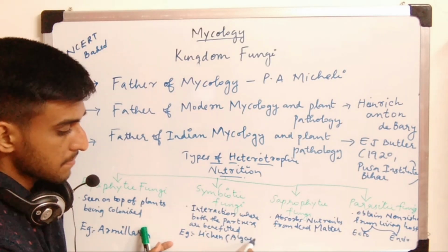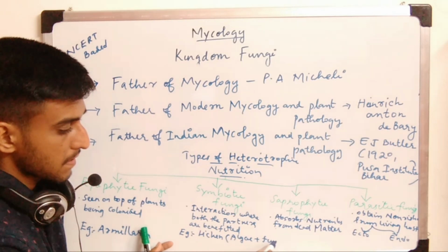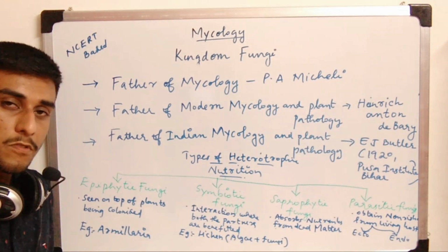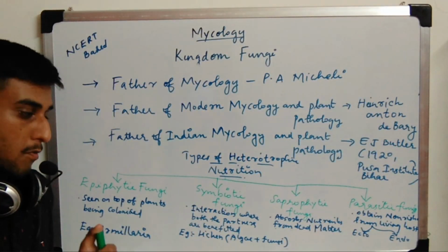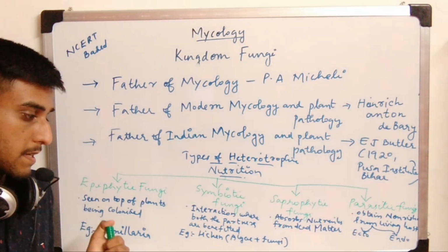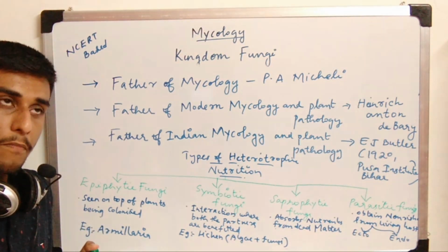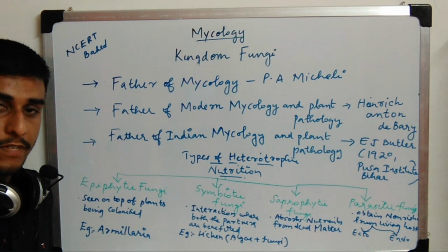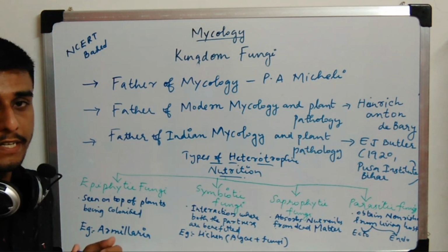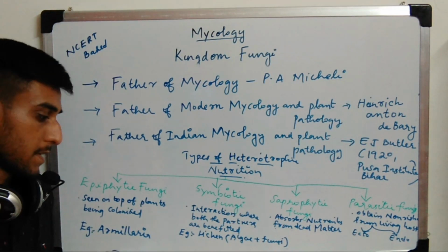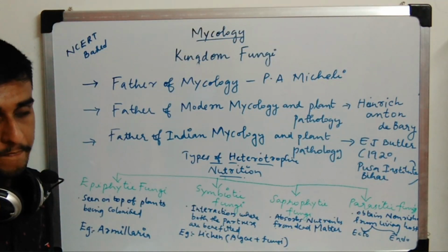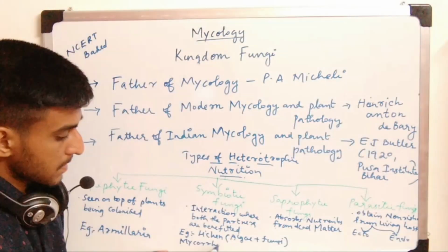How is it mutually benefited? Fungi will be seen associated with the algae. The algae will provide certain shelter to the fungi, and the fungi will provide certain nutrients to the algae. So they are in a mutually benefited condition. Another example of a mutually benefited association between a fungi and a plant is known as mycorrhiza.